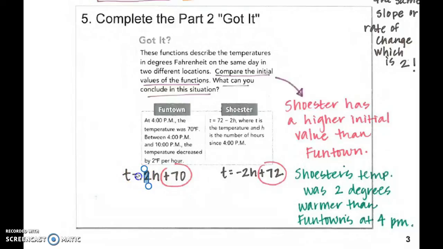Just going to go back here and try to add that negative there. Schuster's temperature was 2 degrees warmer than Funtown's at 4 p.m. That's what we can conclude from that situation. Again, guys, sorry about that. Make sure you put a negative in front of that 2H. So what can we conclude about their initial values? Well, Schuster's temperature was 2 degrees warmer than Funtown's at 4 p.m. because it started at 72 and Funtown started at 70.